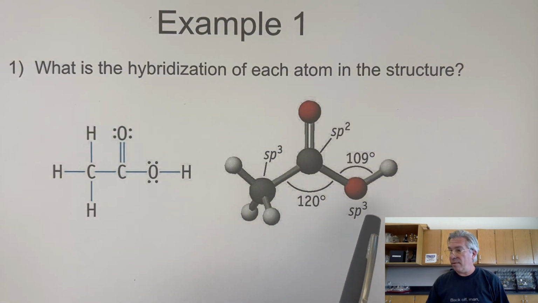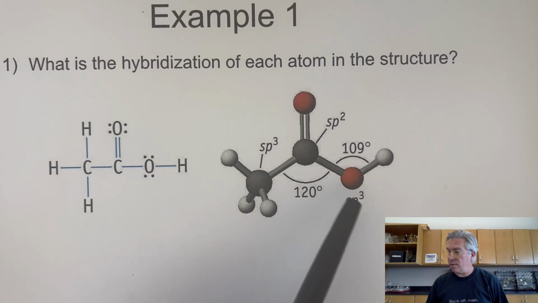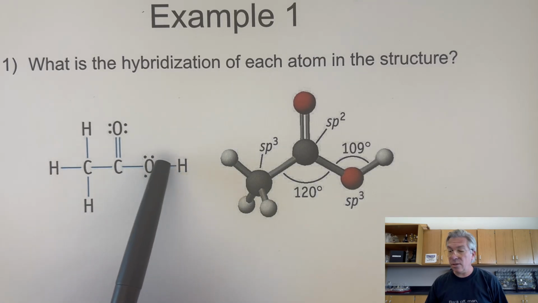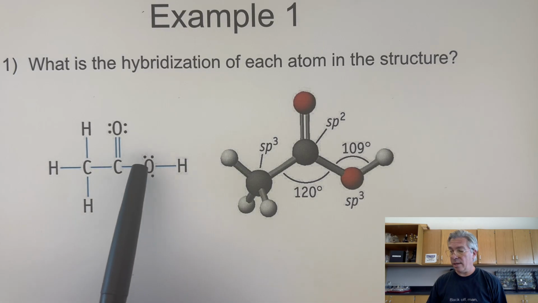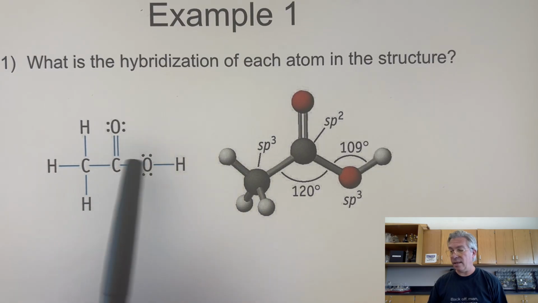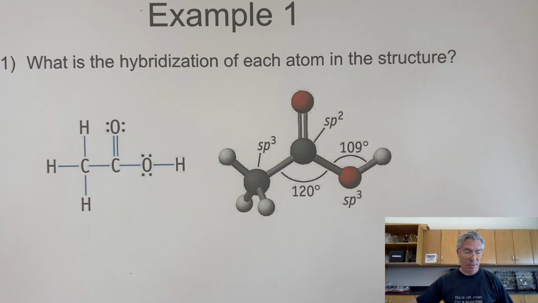We have an sp3 listed over here for the oxygen, and that's because in the original structure it has 2 bonds and 2 lone pairs. Those lone pairs are effective because they need their own space and they do affect the shape of the molecule. So again, 4 hybridized orbitals are needed, and that's also sp3 hybridized.